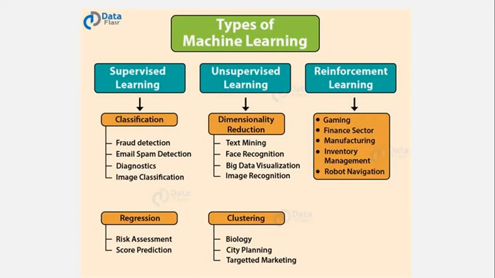As I was saying earlier, we have classification, which is under supervised learning. That one has to do with different data based on image. Then we have unsupervised learning, which includes dimensionality reduction, text mining, facial recognition, big data visualization, and image recognition. I'm going to explain more on this later. Then we have reinforcement learning.